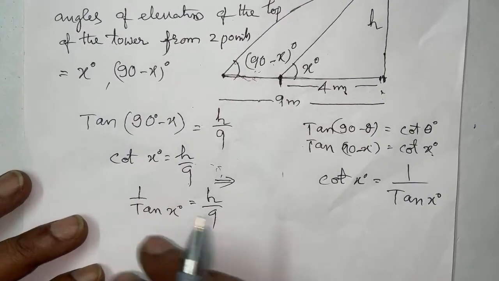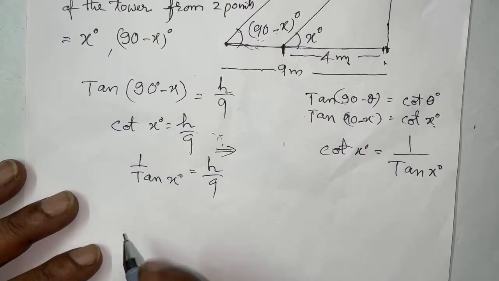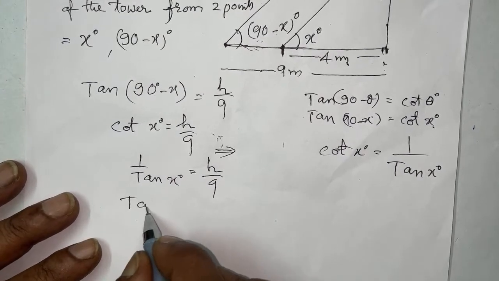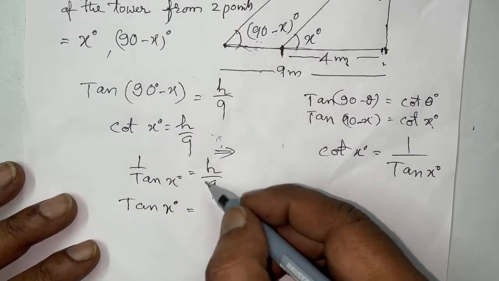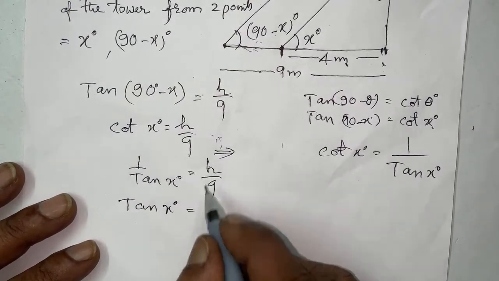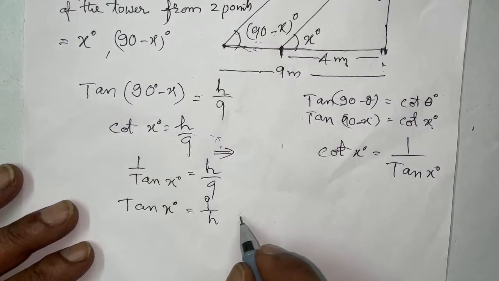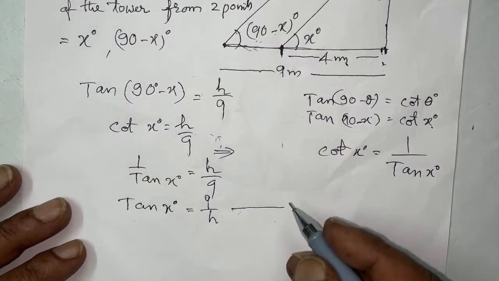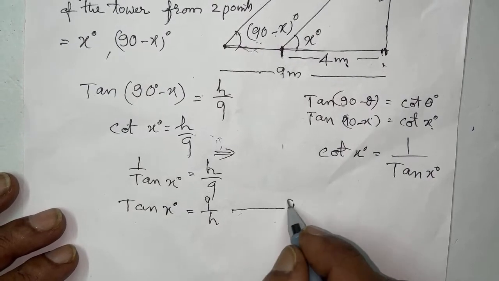But I don't want the reciprocal of tan theta, I want only tan theta. That is the reason I am removing the reciprocal. I am taking tan x degrees is equal to the reciprocal of these values, h by 9 will become 9 by h. This is equation 1.